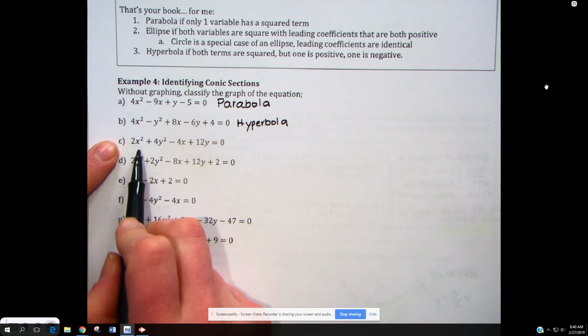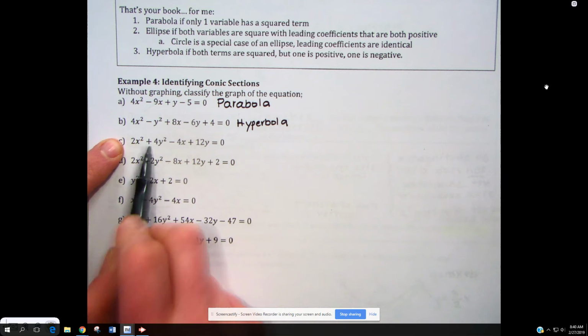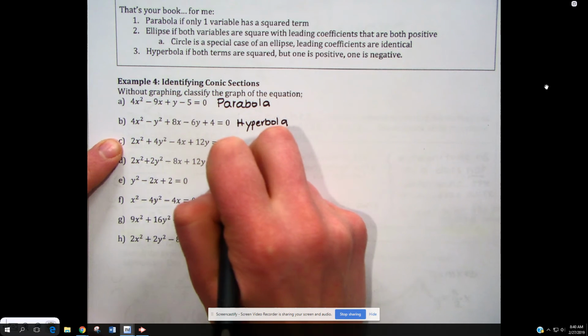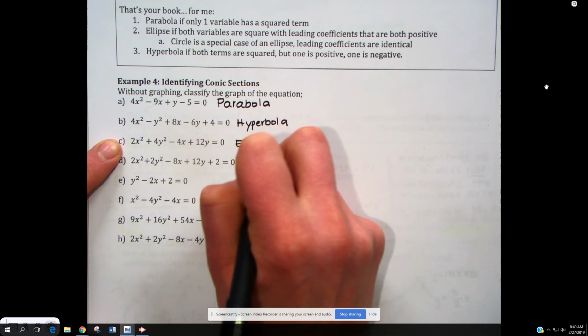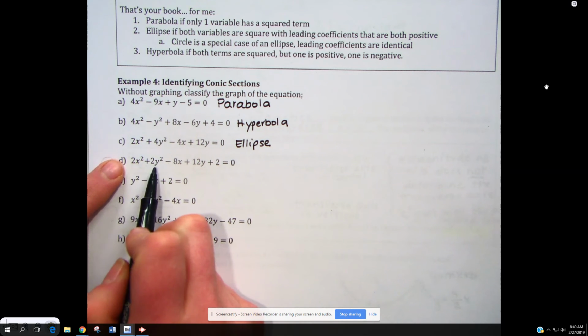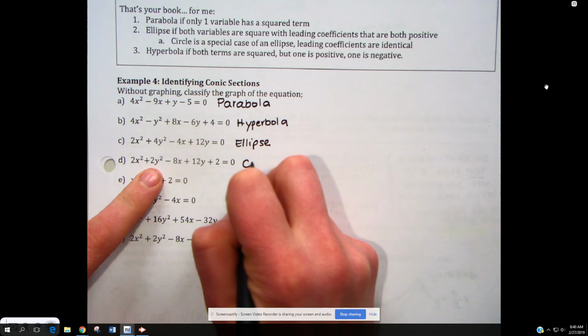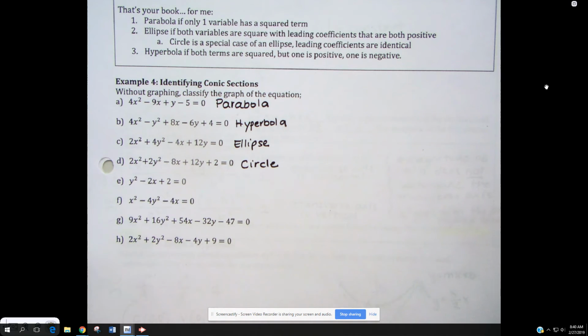For letter C, x squared, y squared, so both of them appear. Positive 2, positive 4, your coefficients are both positive, so we are dealing with an ellipse. And if you answered ellipse here, you're 80% right, but because they both have 2's, if you actually went through the process and did the division, you would have an A and a B that are equal. So this guy is a circle.